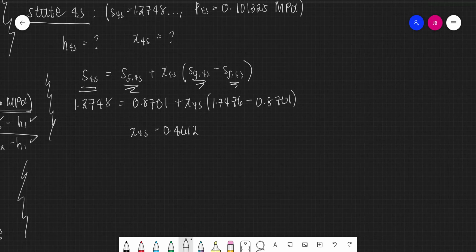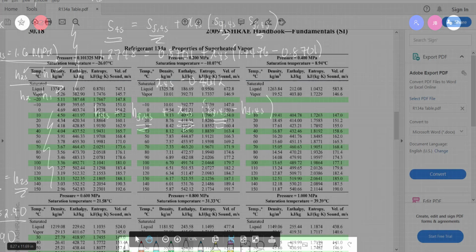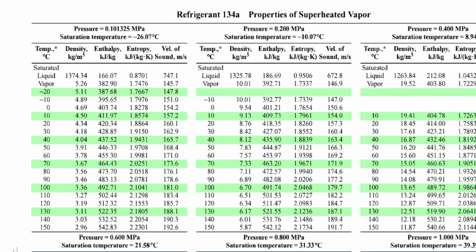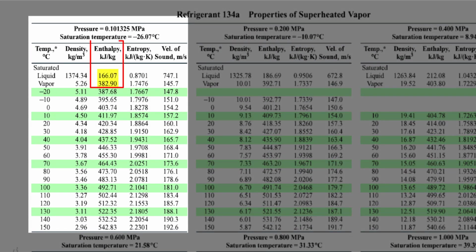Samantala, masasolve natin ang enthalpy sa pamamagitan ng sumusunod na equation. We have H4S at alam natin na equal lang ito sa liquid enthalpy at 4S plus the quality at 4S and the difference between the vapor and the liquid enthalpies at 4S. Kakasolve lang natin ang quality. At alam natin na ang values na ito, HF at HG at 4S, ay makukuha using our thermodynamic table. According sa ating thermodynamic table, HG4S is equal to 382.90, samantalang ang HF4S ay 166.07 kilojoules per kilogram.